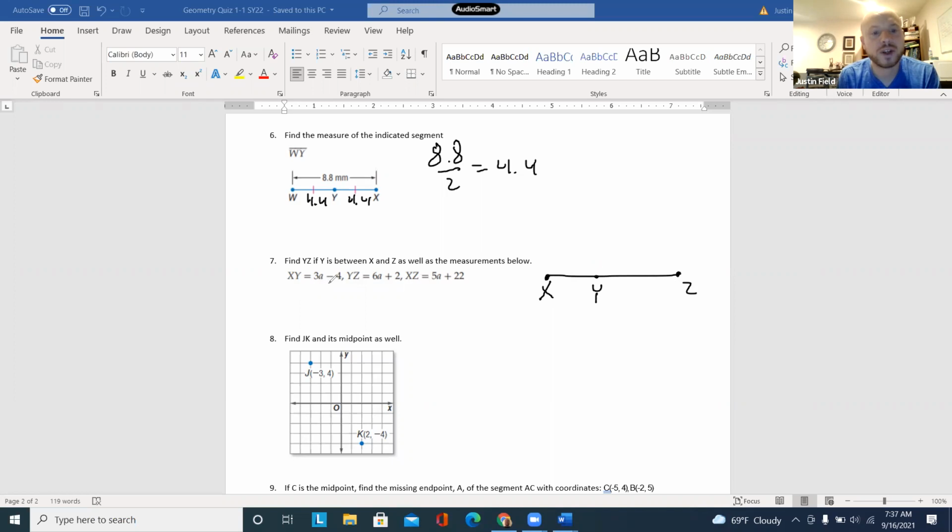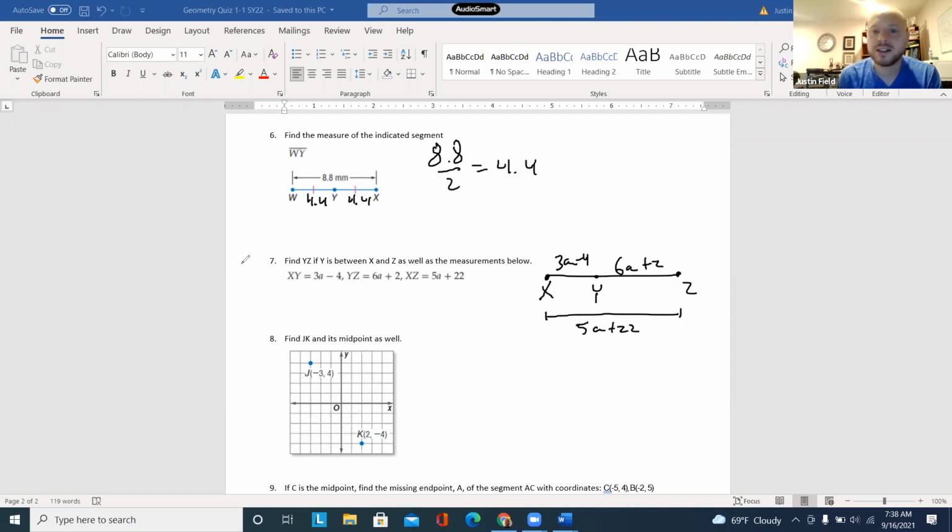XY equals 3a minus 4. 3a minus 4 right there. YZ is 6a plus 2. And the whole thing, XZ, is 5a plus 22.